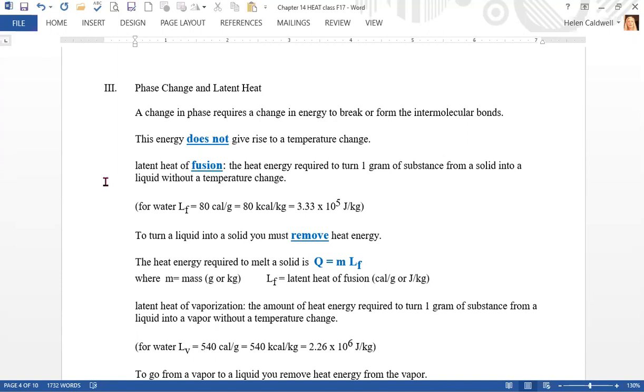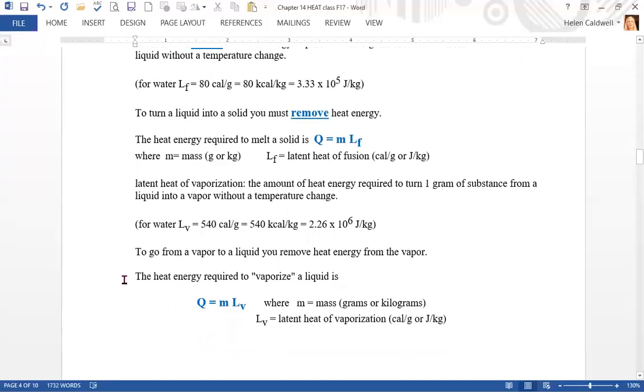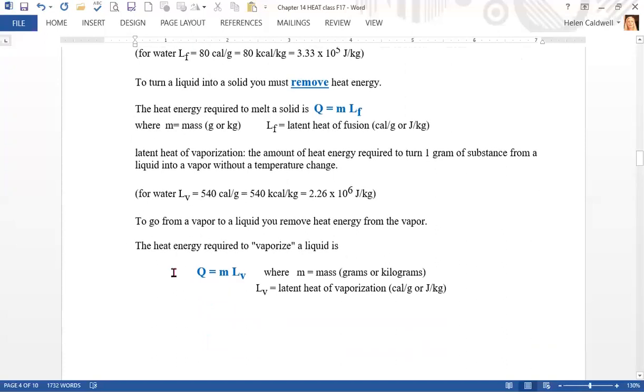Suppose we want to take a liquid and turn it into a gas. For that, you need the latent heat of vaporization. By the way, some books leave off the term latent and just call it heat of fusion and heat of vaporization. For water, that would be 2.26 times 10 to the 6 joules per kilogram. So to vaporize, Q is equal to M multiplied by L sub V, where L sub V is the latent heat of vaporization and M is the mass.